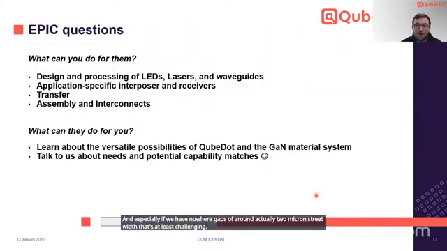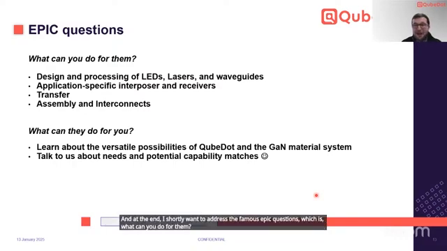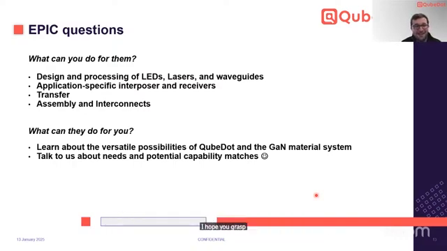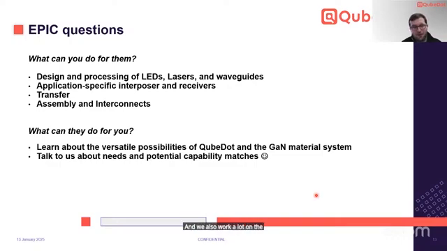And at the end, I shortly want to address the famous EPIC questions, which is, what can you do for them? I hope you grasp a little bit of it. So we can design and process LEDs, lasers, and waveguides, mainly in the indium gallium nitride material system world. We do produce application-specific interposers and receivers. We have some transfers available in our transfer toolbox. And we also work a lot on the assembly and interconnection technology.